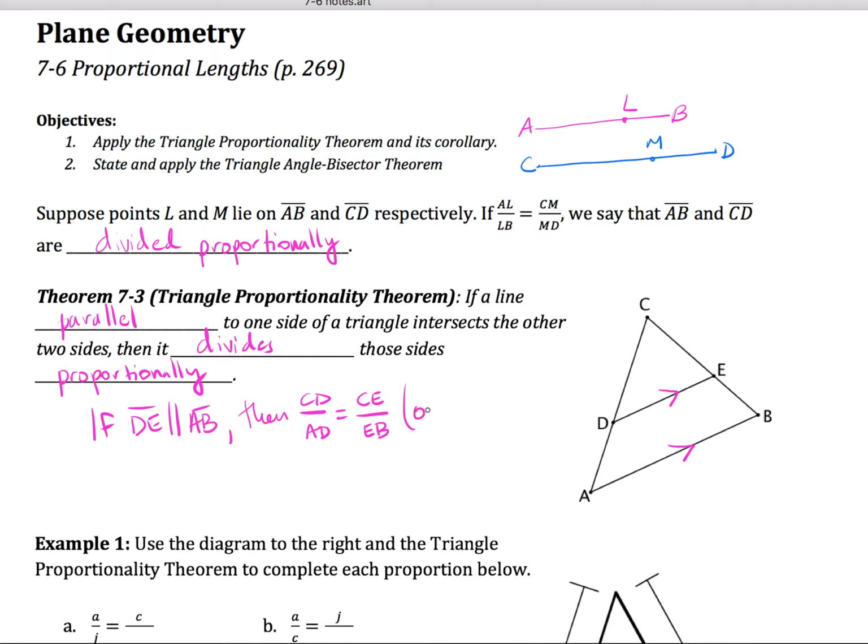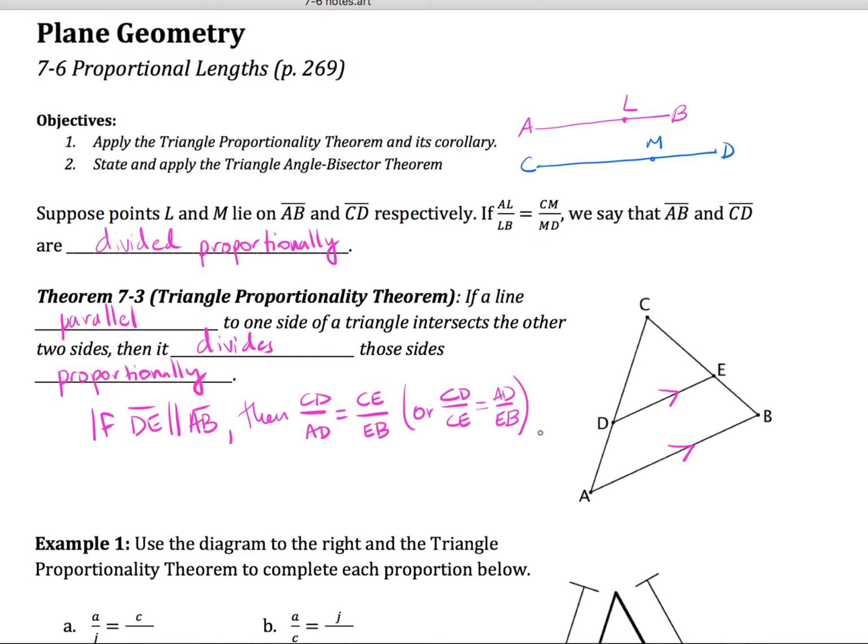I'm also going to go ahead and write that proportion one other way by switching the AD and the CE. We learned a few lessons back that you can do that in a proportion. You can flip-flop these terms here, what we would call the means of this proportion, and you would end up with an equivalent proportion. So I want to go ahead and write it in that way as well. It would look like CD over CE equaling AD over EB.